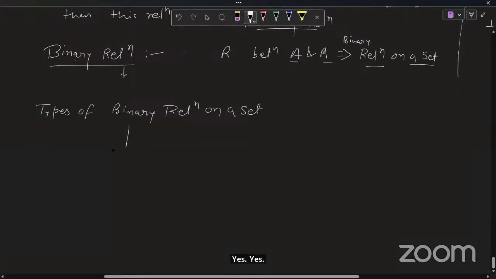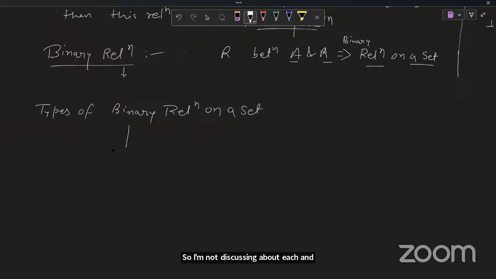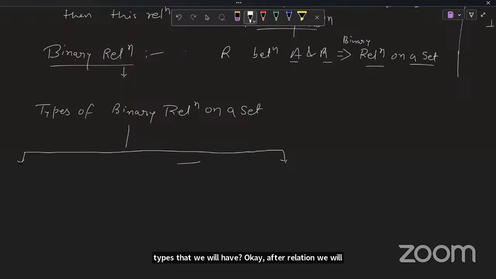I am not discussing each and every type, but only those types that are required for this course. After relation, we will close this class. In the next session, we will discuss functions, and we will take some examples. Whoever takes the session, I will tell them, and you guys tell them as well. They will start from function itself. I will complete all relations here.